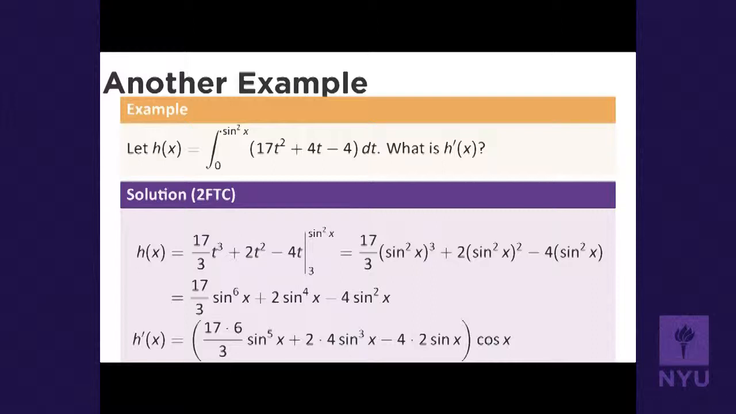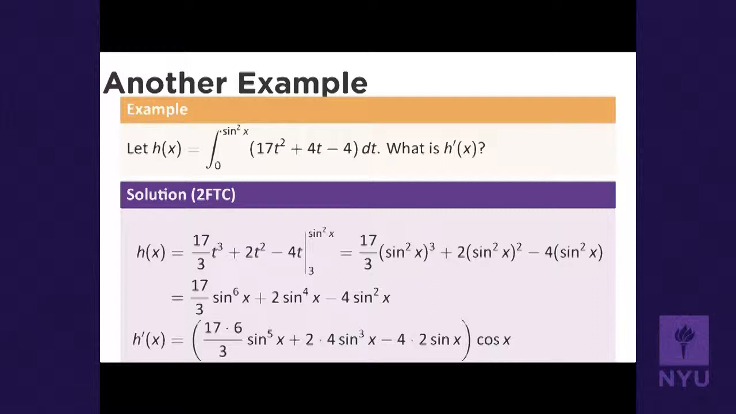Okay? If you wanted to do it the second fundamental theorem way, that is the anti-differentiate first method, then what you have to do is anti-differentiate this polynomial. So it becomes 17/3 t cubed plus 2t squared minus 4t. Then you plug in sine squared x. So you get 17/3 times sine to the 6th power plus 2 times sine to the 4th power minus 4 times sine squared. Then you have to differentiate. When you differentiate the sine to the 6th term, it becomes 6 times sine to the 5th times cosine.